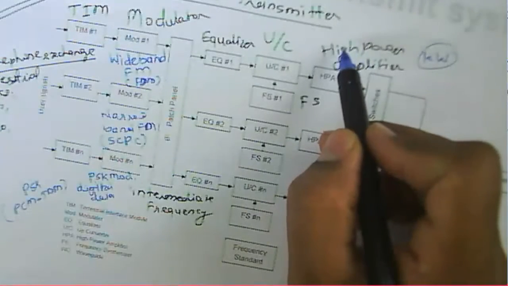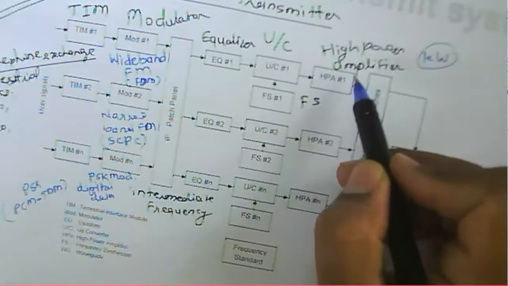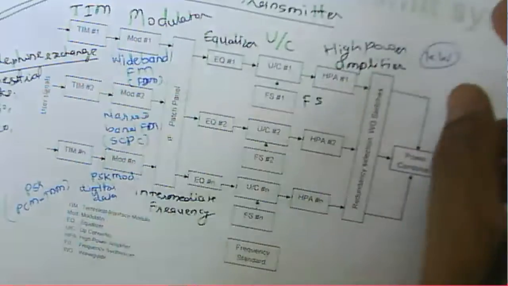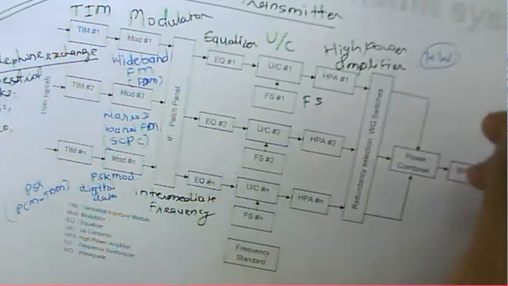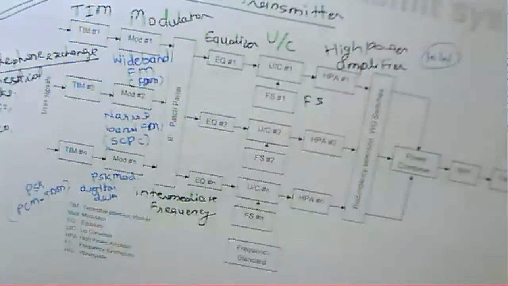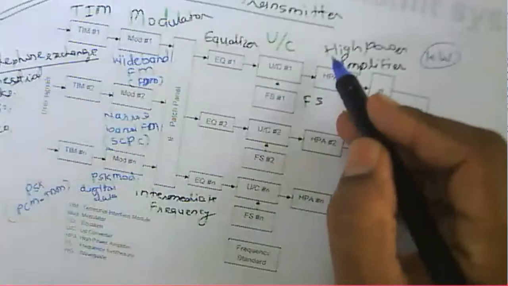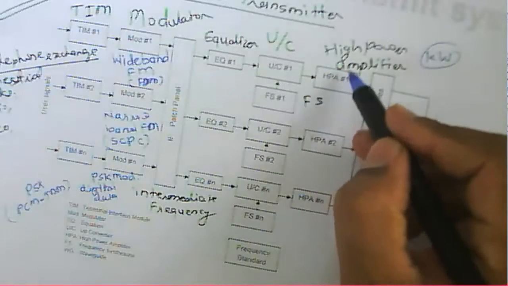So if it is a large earth station, then in that case a klystron amplifier is used, or we can use a traveling wave tube amplifier to generate that high power output there.